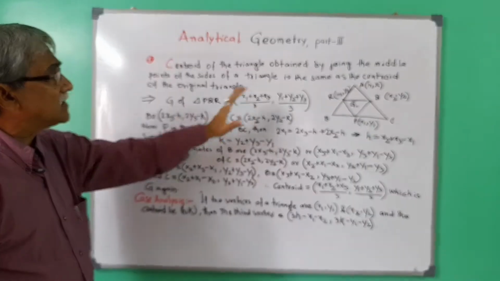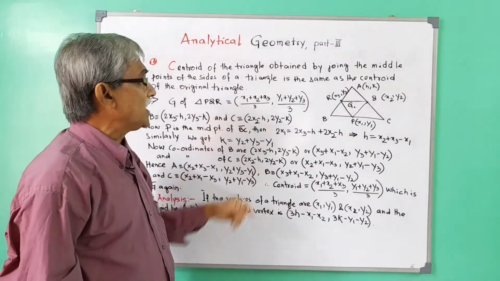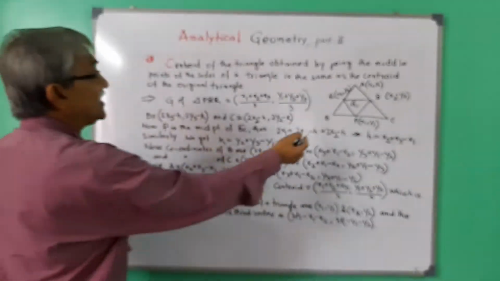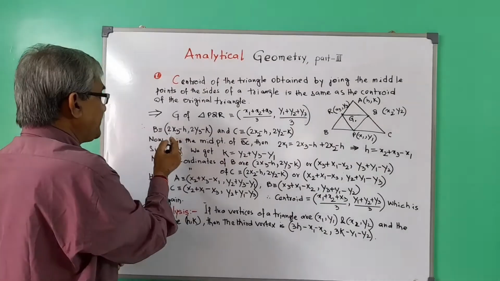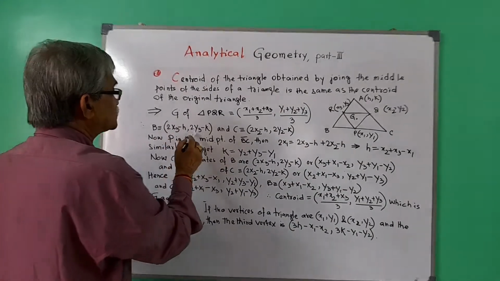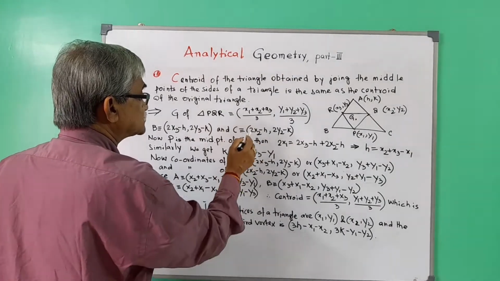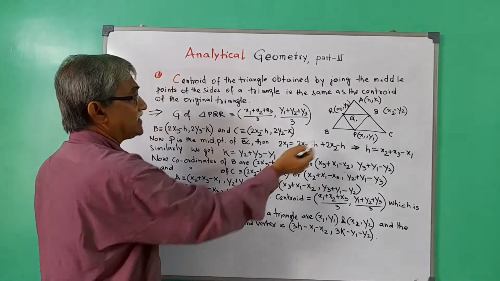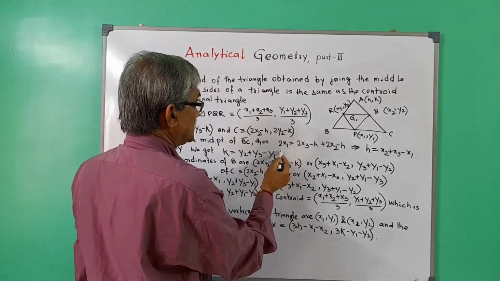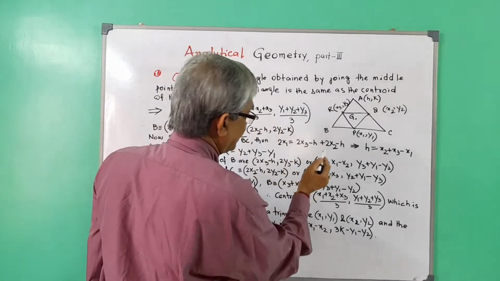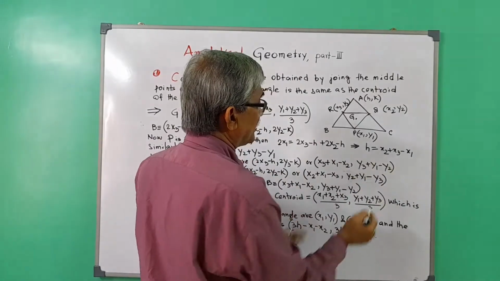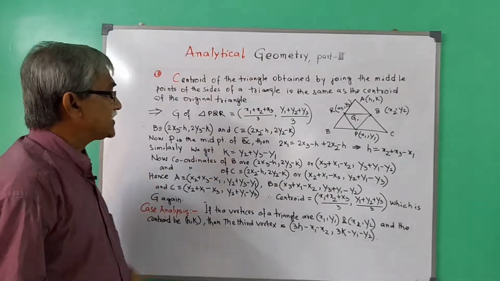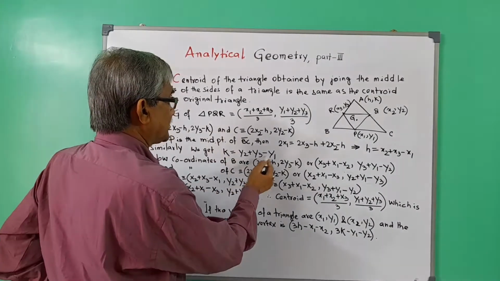Therefore, G of PQR is very easy, you have done it already: ((x1 + x2 + x3)/3, (y1 + y2 + y3)/3). Now, taking A as (h, k), the B coordinates will be (2x3 - h, 2y3 - k) and C will be (2x2 - h, 2y2 - k). Now P is the midpoint of BC, which is (x1, y1). Therefore 2x1 = (2x3 - h) + (2x2 - h), and if you solve it, you get h = x2 + x3 - x1, and similarly k = y2 + y3 - y1.